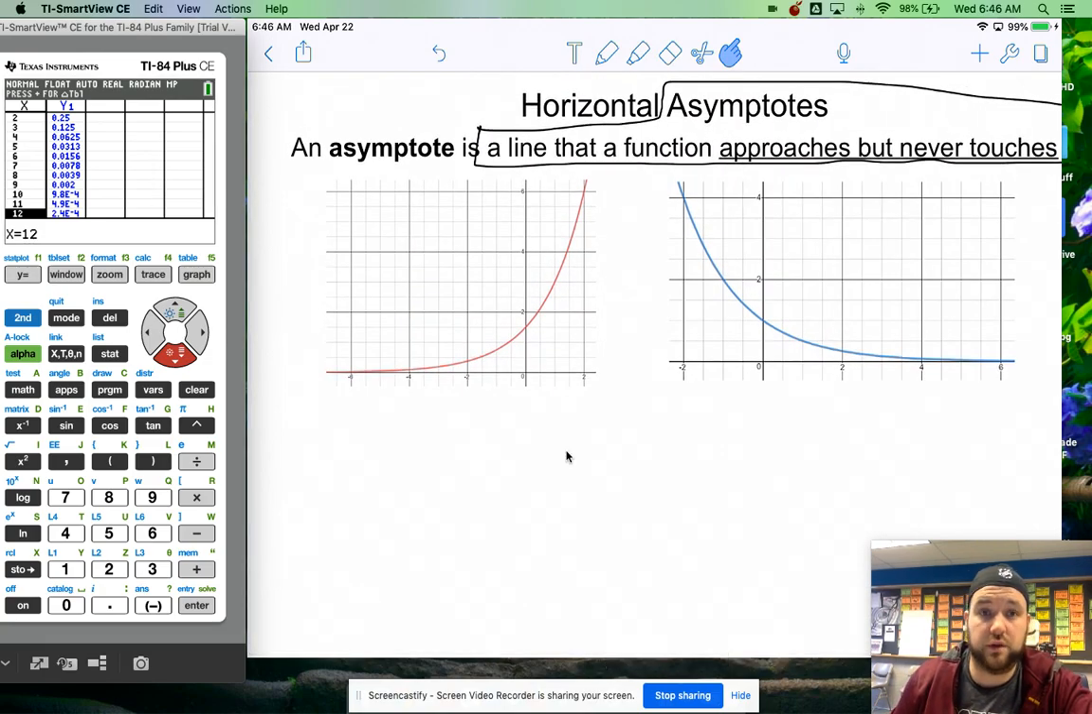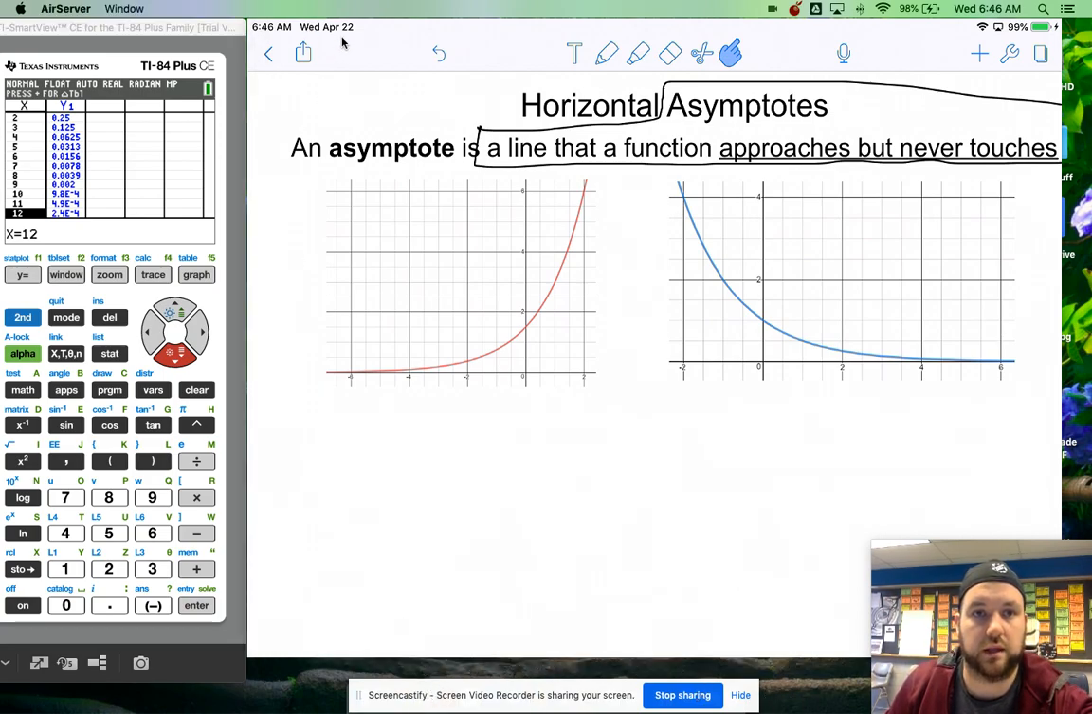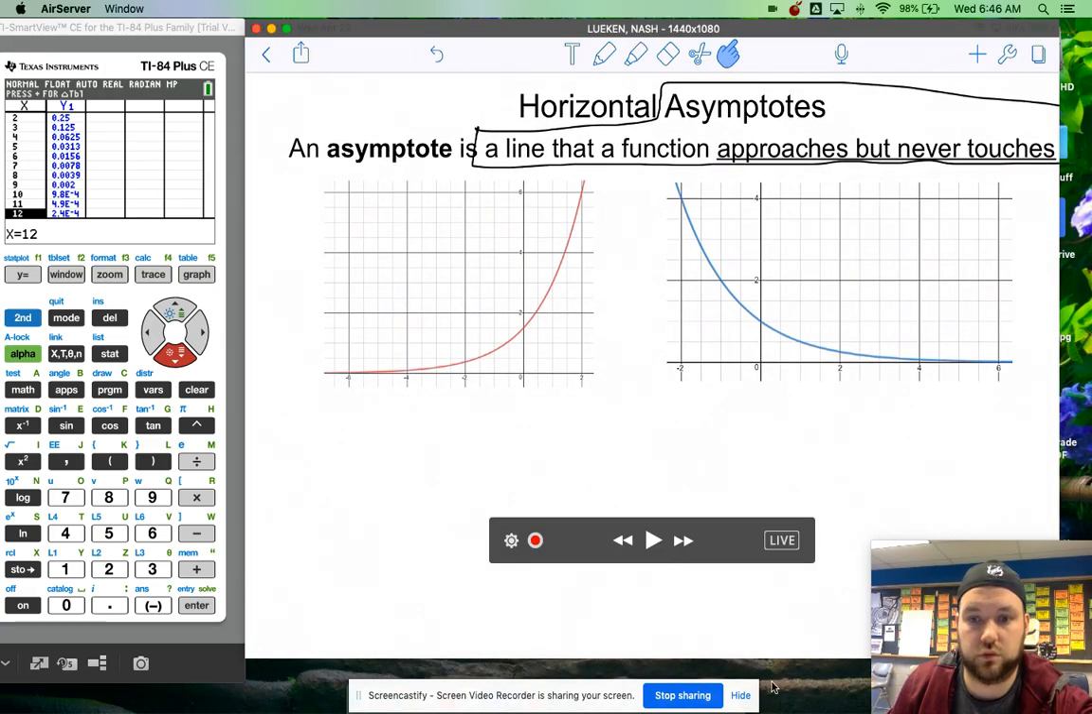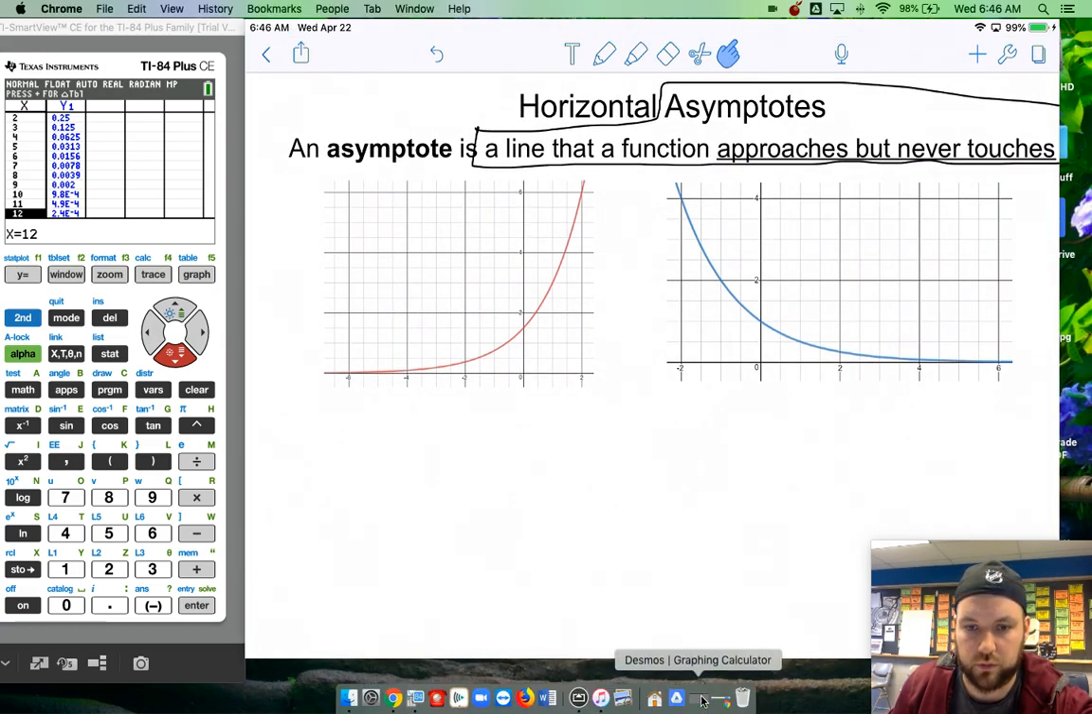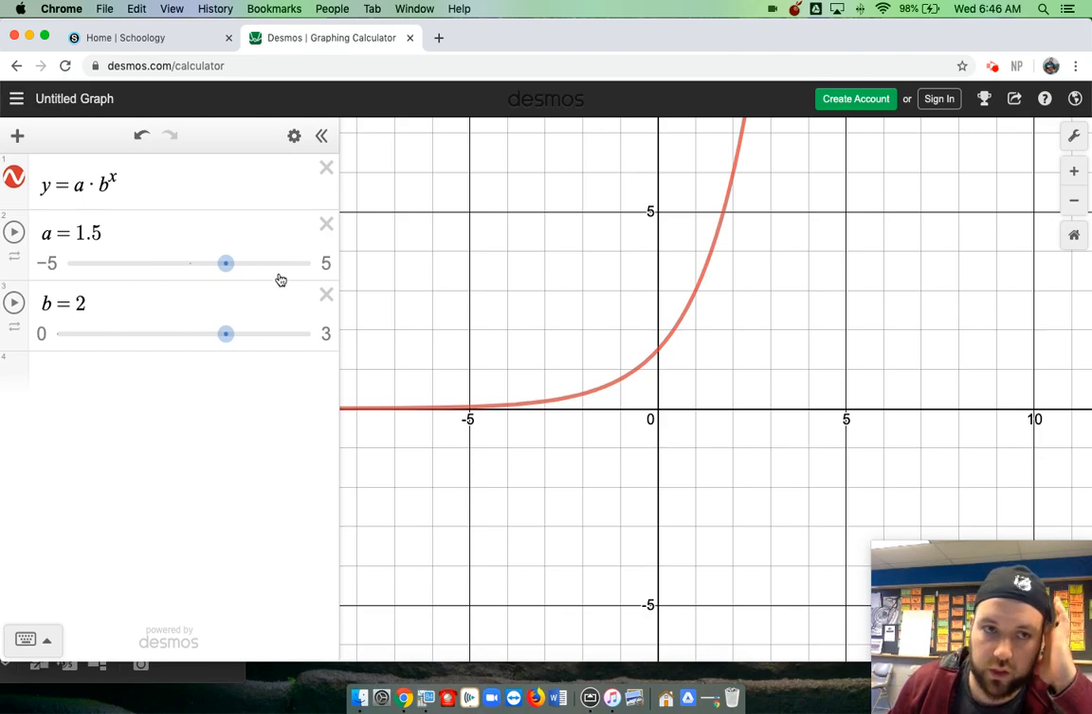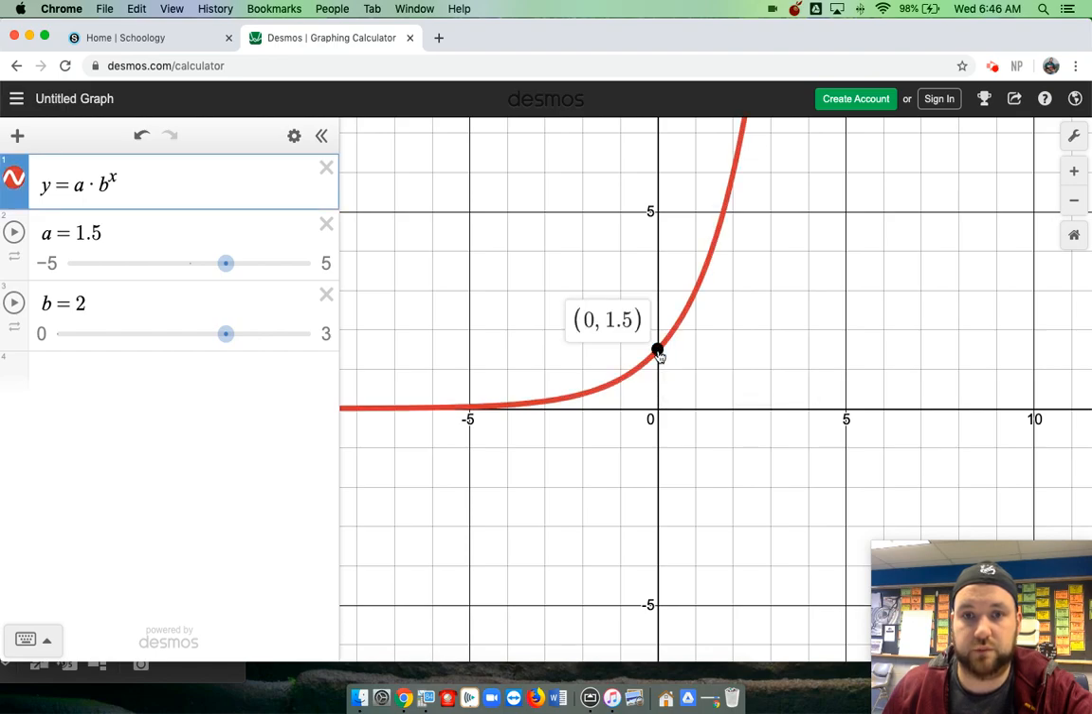Okay. So what I want to do real quick before we draw a picture and wrap this up is I do want to show you Desmos real quick because there are some really interesting things that you can see on here. Here I have an A value of 1.5 and a B value of 2. So this is the first picture that we sketched, right? It starts at 1.5 and then it doubles from there. So it goes to 3, then goes to 6, and so on and so forth.